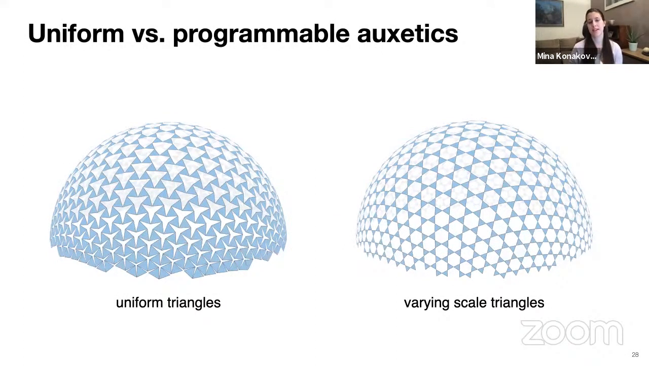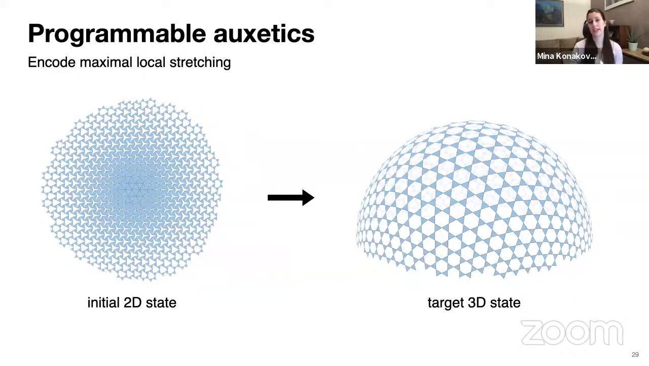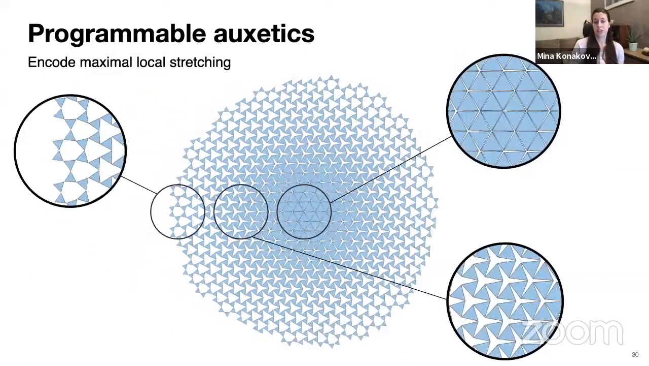We designed programmable auxetics. In comparison to uniform auxetics that have identical triangles and variable openings in the surface, the programmable auxetics are fully opened everywhere, but vary the scale of the triangles. And this way, we can take the material and simply stretch it out everywhere to achieve the encoded shape. And in the programmable auxetics, we encode the maximal local stretching that the material can have. In the region with the smaller and already open triangles, there cannot be more stretching, while the central region with larger triangles that are in the closed configuration here, the linkage can stretch out of the plane quite a bit.